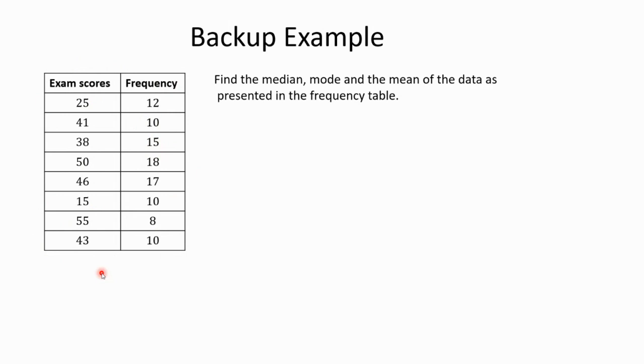Now, theoretically, you could just list the data out. You could write 25 times, 41 10 times, and so on. But let's not do that because it's going to be very cumbersome. It's going to be very tedious, a pain. Instead, we'll just work directly with the frequency table. Right away, you could probably figure out what the mode is. You just look at the frequencies, and the number that appears most often is the mode.